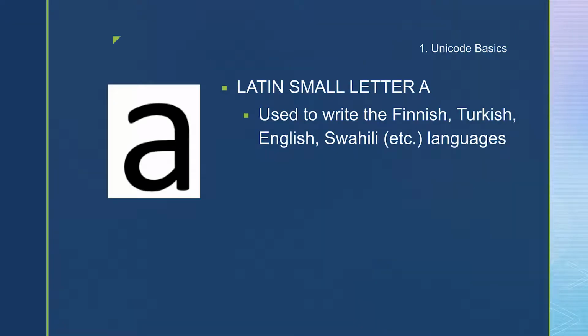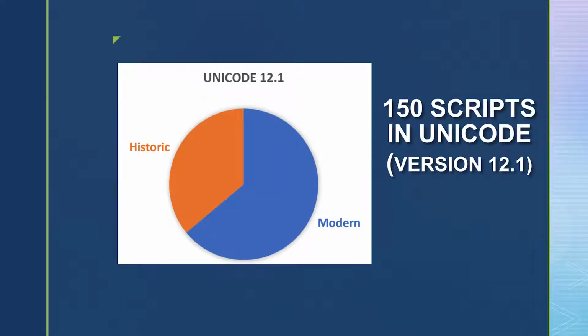The reason the Unicode standard works to encode scripts rather than languages is because scripts can be used for several languages. So the Unicode character Latin small letter A is used to write the Finnish, Turkish, English, and Swahili languages. Today, 150 scripts are in Unicode. Of these, about 2/3 are still used today, and about 1/3 are historic.